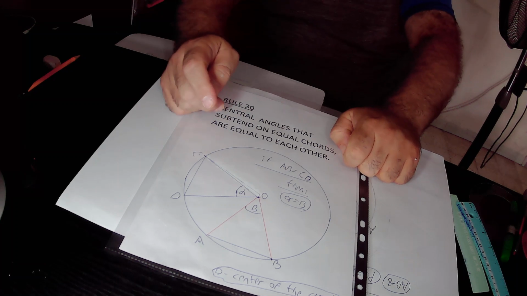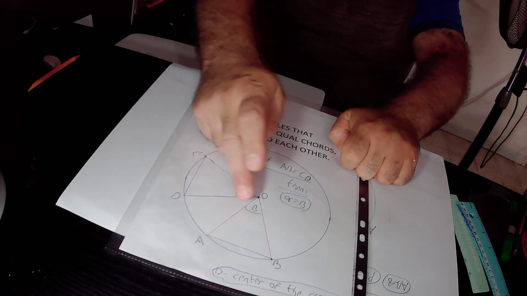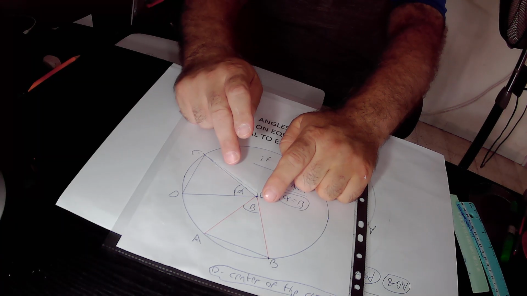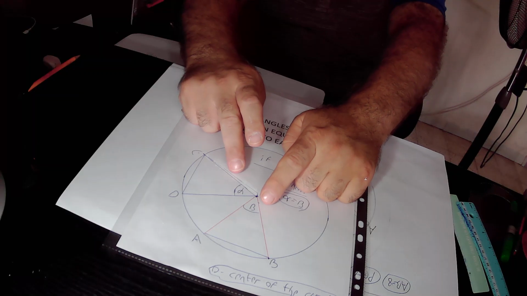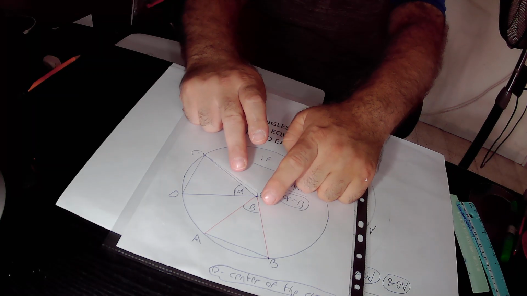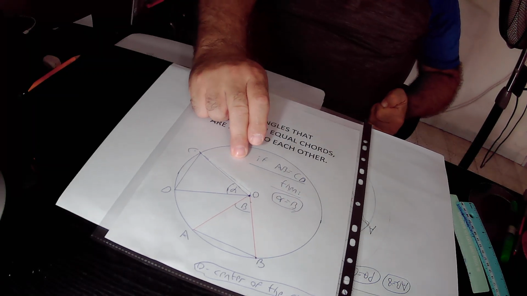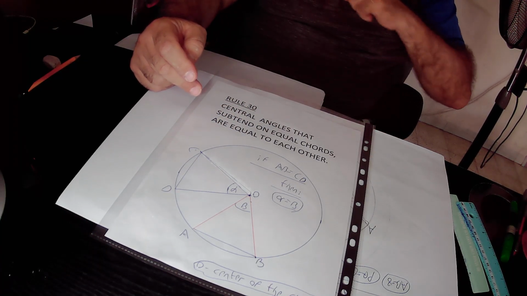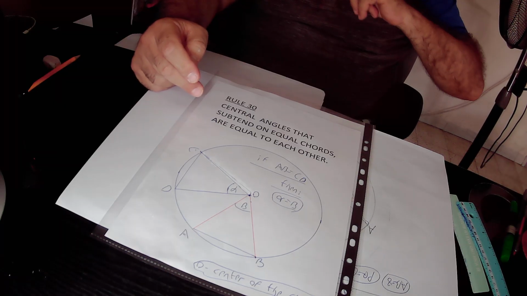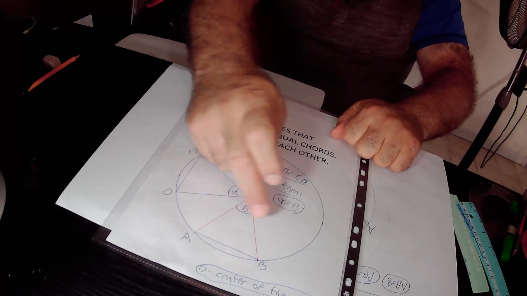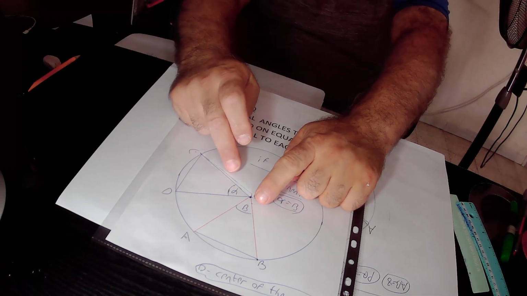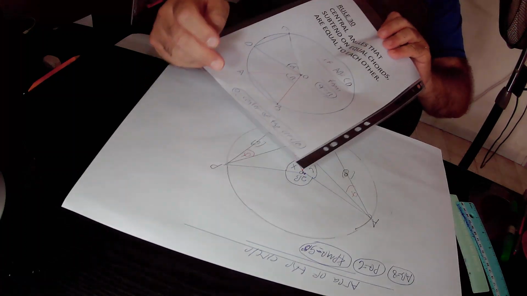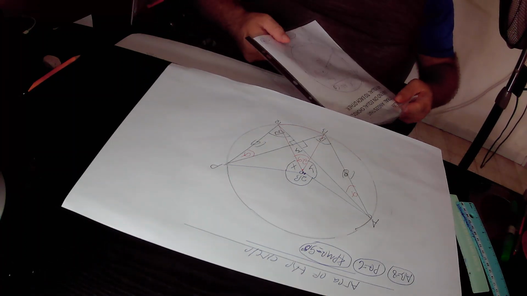Again, if we know that chord CD is equal to chord AB, that is to say, those two central angles subtend on equal arcs, then they are equal to each other in their sizes. That is to say, angle alpha equals angle beta. Again, according to rule 30, central angles that subtend on equal chords are equal to each other in their sizes. So if chord CD equals chord AB, then angle alpha equals angle beta. We implemented rule 30 in our drawing.